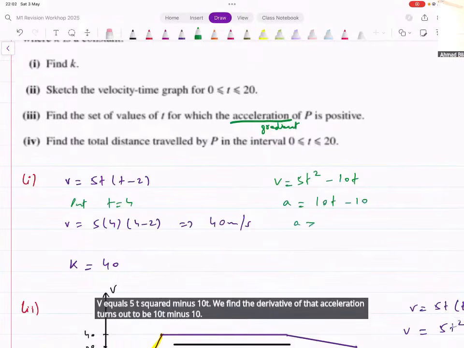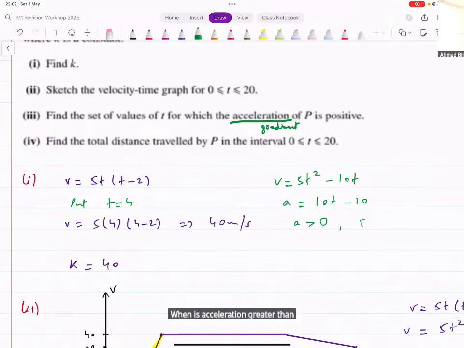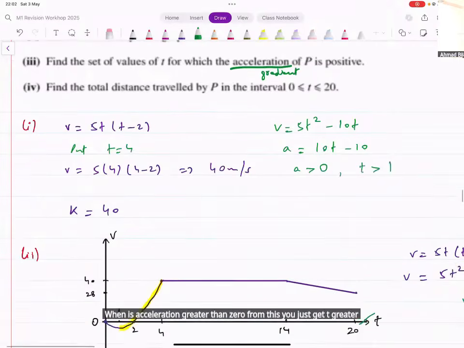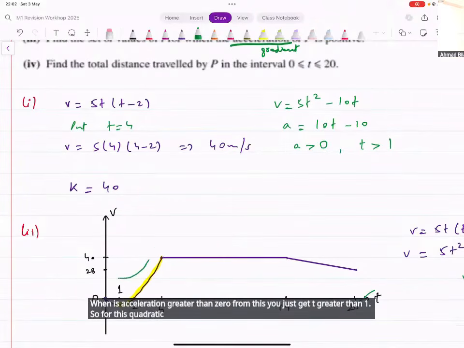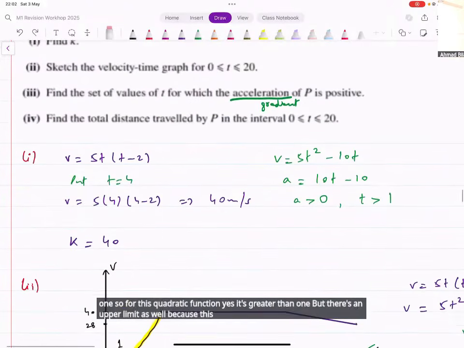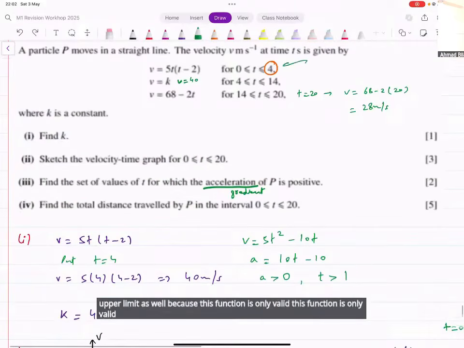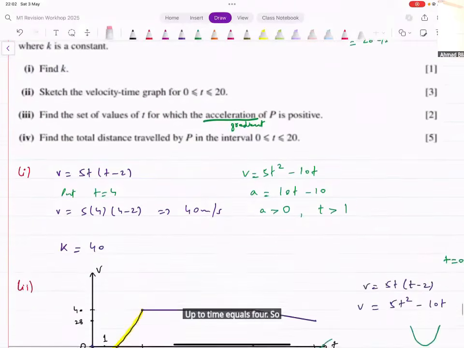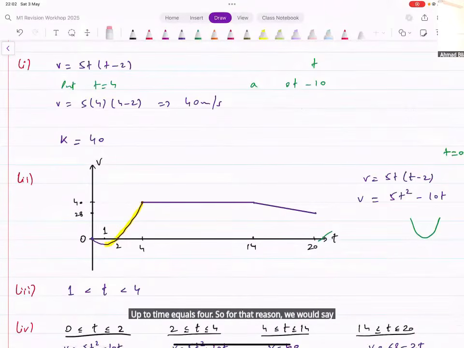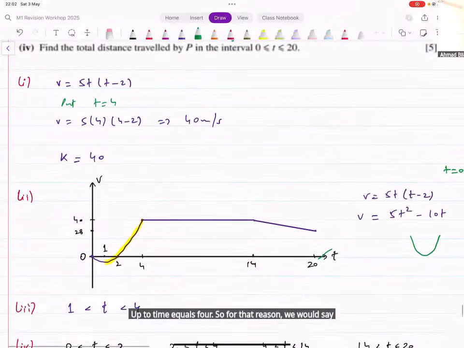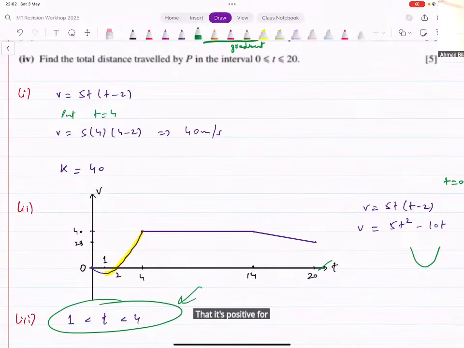When is acceleration greater than 0? From this, you just get t greater than 1. So for this quadratic function, yes, it's greater than 1. But there's an upper limit as well, because this function is only valid up to time equals 4. So for that reason, we would say that it's positive for time between 1 and 4 like this. That's the region in which it will work.